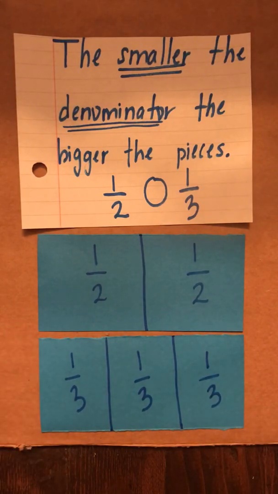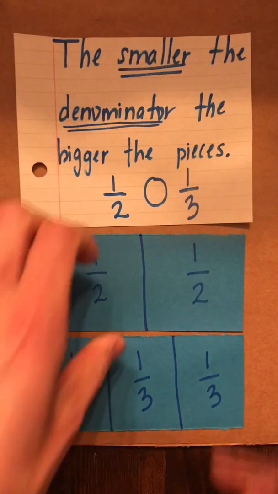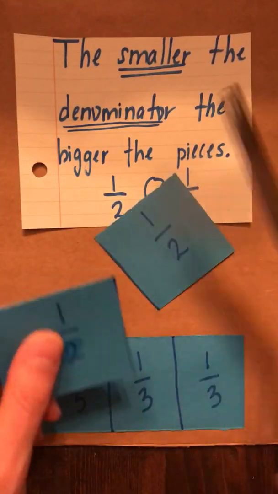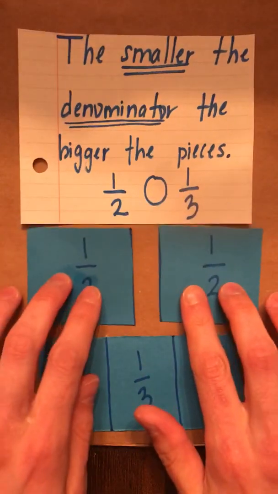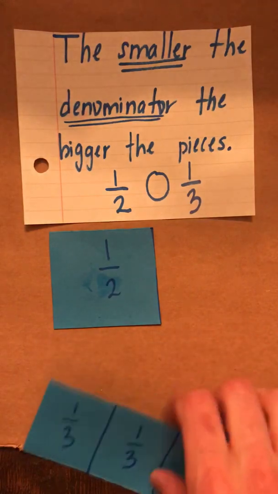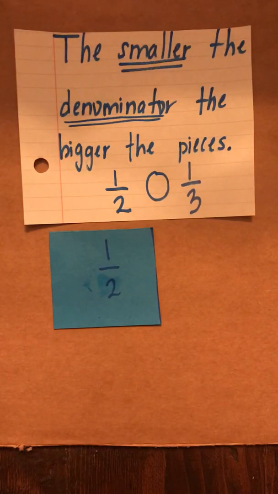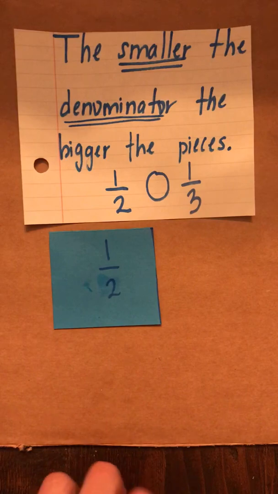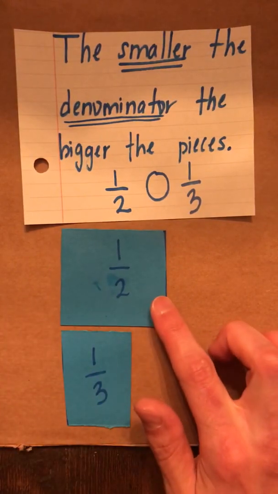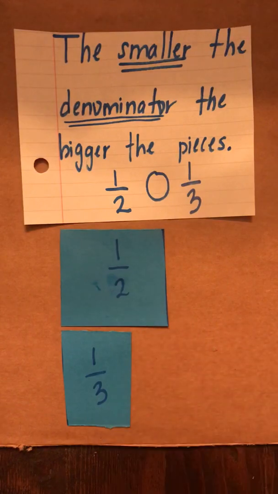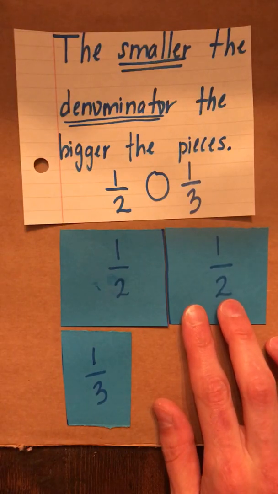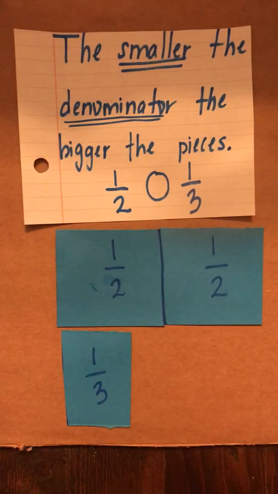So if I cut up each of my wholes into their equal parts, for my fraction that's 1/2, I have this piece, and for my fraction that is 1/3, I have this piece. So you can tell that 1/2 is a greater fraction than 1/3 because I took the whole and I broke it up into only 2 pieces.